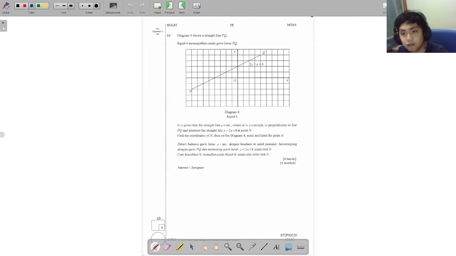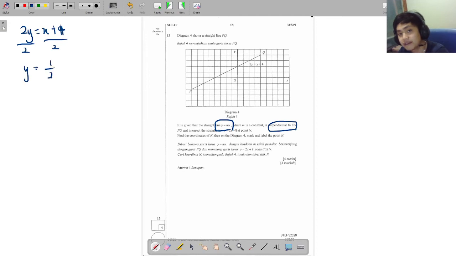So for question 13, the diagram shows a straight line PQ. It is given that the straight line y equals mx, where m is a constant, is perpendicular to PQ and intersects y equals 2x plus 8 at point N. Find N, basically. Let's work with the first part first. The line y equals mx is perpendicular to PQ, so if it's perpendicular, we can work something out with the gradient. In order to work out the gradient, we need to make y the subject. So y equals half x plus 2, because x over 2 is half x. So this is the gradient of the line.